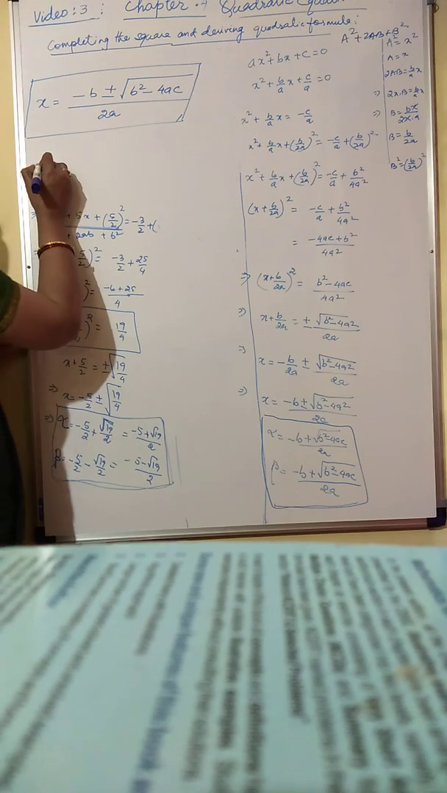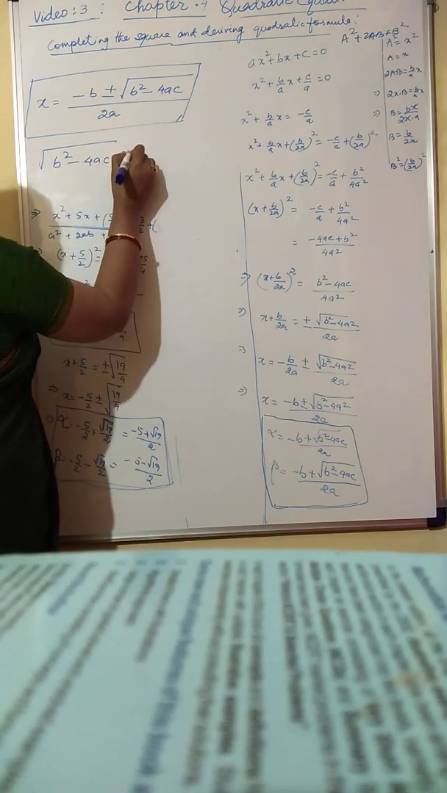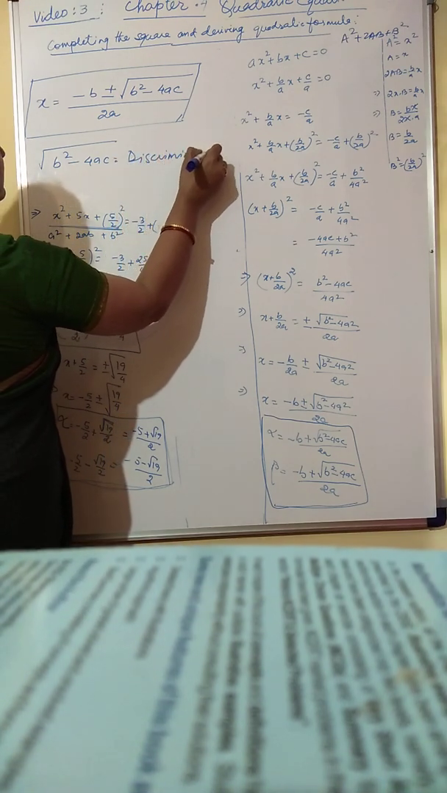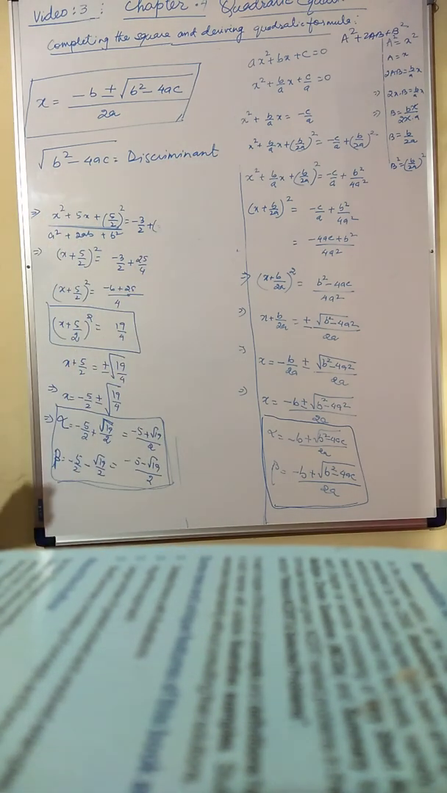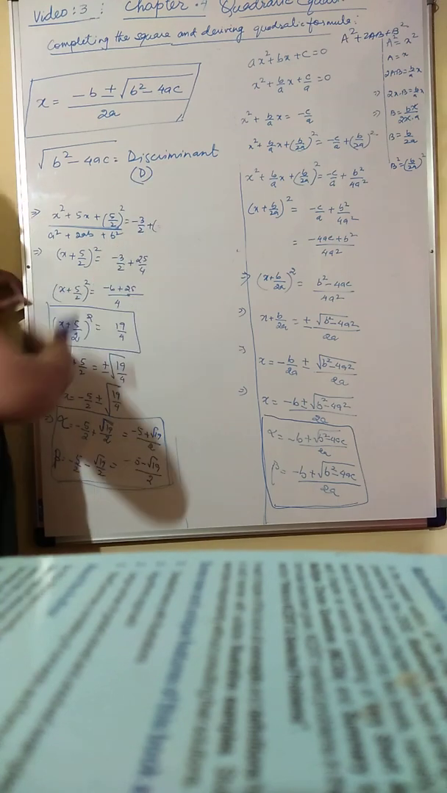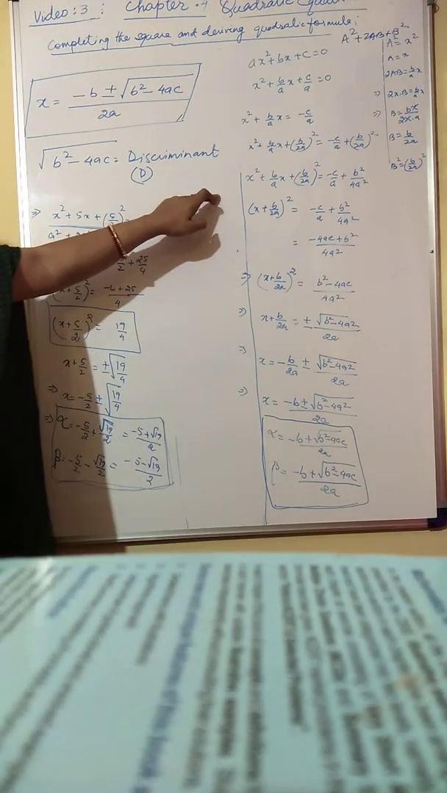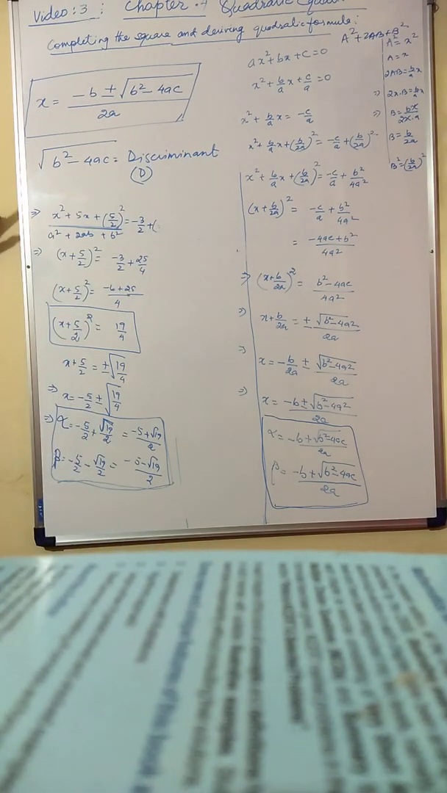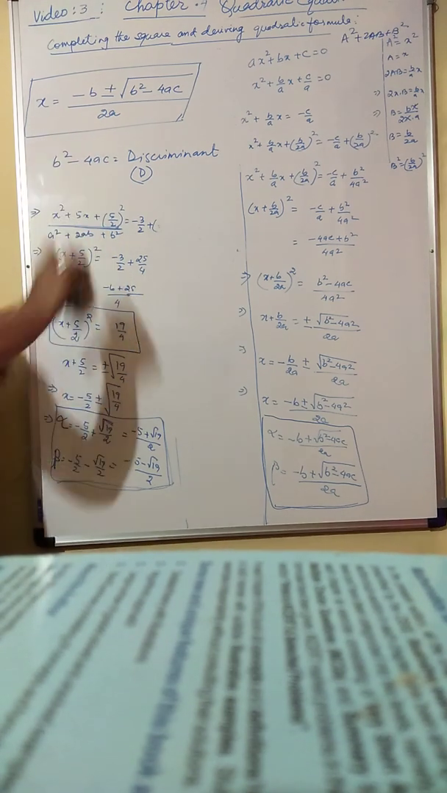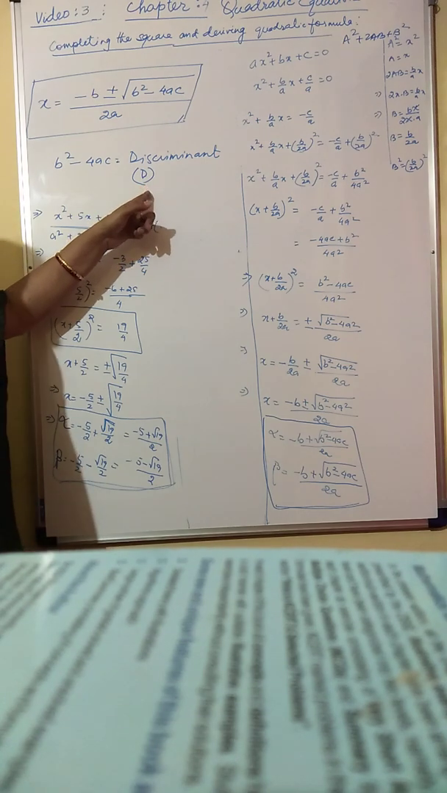This term under the root b square minus 4ac is called the discriminant. The term used is discriminant for it and is denoted by capital D. Under the root of b square minus 4ac is called the discriminant of any equation. This b square, not under root. This b square minus 4ac is called the discriminant of the equation.